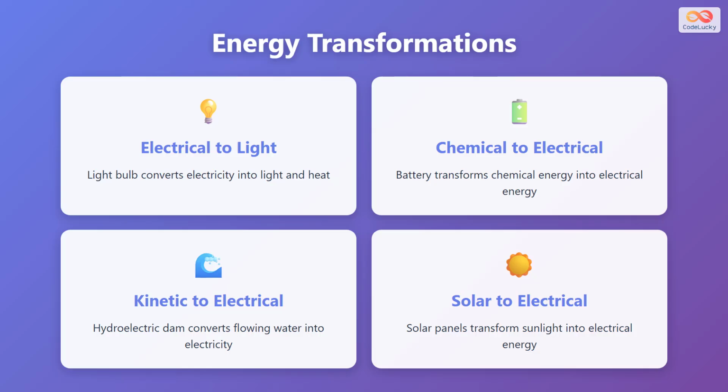Energy transformations happen all around us every day. In a light bulb, electrical energy converts into light and heat. In a battery, chemical energy stored inside transforms into electrical energy that powers our devices. A hydroelectric dam converts the kinetic energy of flowing water into electrical energy. Solar panels transform radiant energy from sunlight into electrical energy. In each case, energy changes form, but the total amount remains the same.